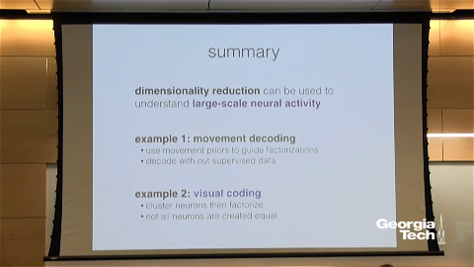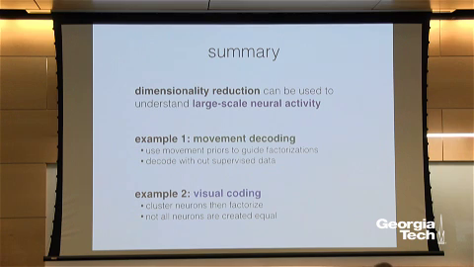Okay, so in summary, the overarching idea behind this was that dimensionality reduction can be used to understand large-scale neural activity. I walked through two different examples of how dimensionality reduction can be used to analyze neural data. The first was movement decoding, where we showed that movement priors can be used to guide factorizations of the data, and also to decode neural data without access to supervised data sets that contain both the movement and the neural activity recorded simultaneously.